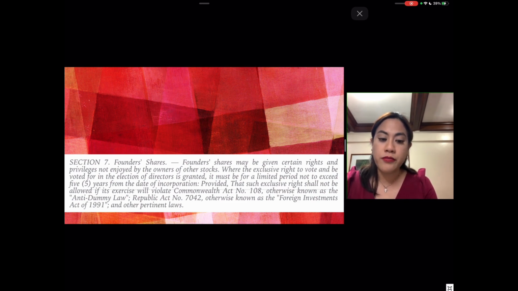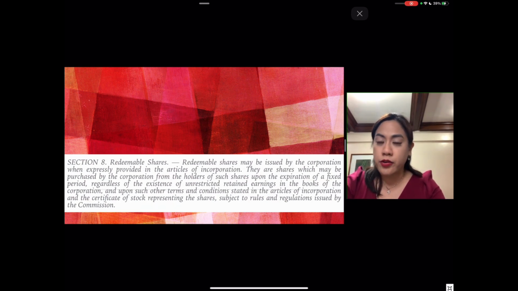How about the Foreign Investments Act? Under Section 8, you don't need to look into it. I'm just letting you know that there's a list of investment areas reserved to Philippine nationals, which we call a foreign investment negative list. So, if ever it violates that, then the founder shares cannot have exclusive right to vote.